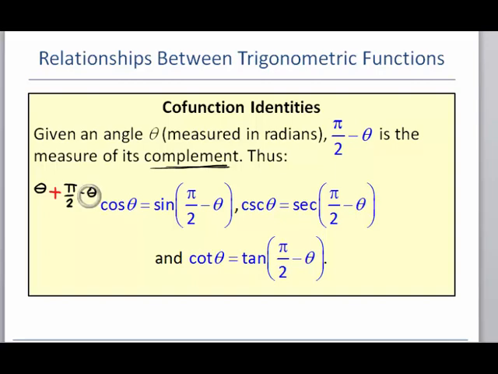And you can see that because the thetas will cancel out. You have a positive theta and then you have a minus theta. And so these angles are going to equal pi over 2 when you add them together. Therefore, theta and pi over 2 minus theta are complementary angles. They add up to 90 degrees or they add up to pi over 2.